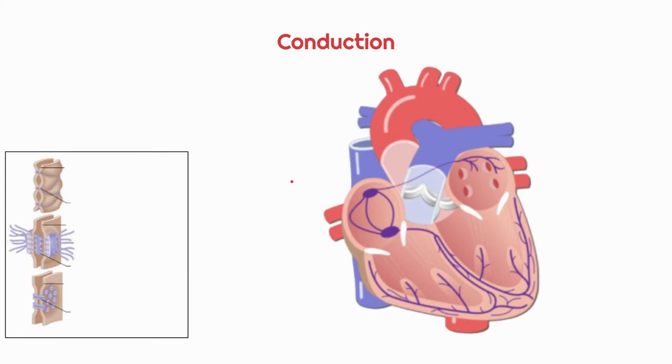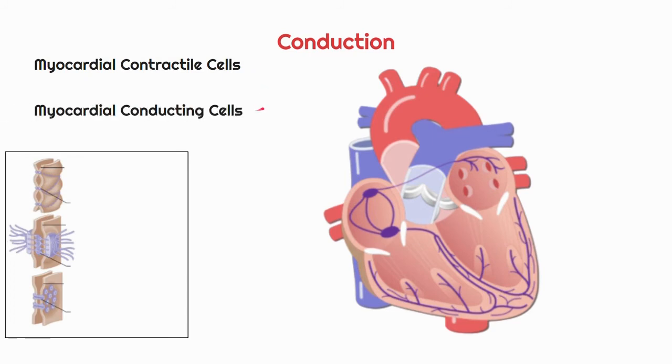There are 2 types of cardiac muscle cells. Myocardial contractile cells make up 99% of the cells in the atria and the ventricles, and contract to pump blood throughout the heart. Myocardial conducting cells are specialized muscle cells tasked with the initiation and propagation of the electrical impulse through the heart.